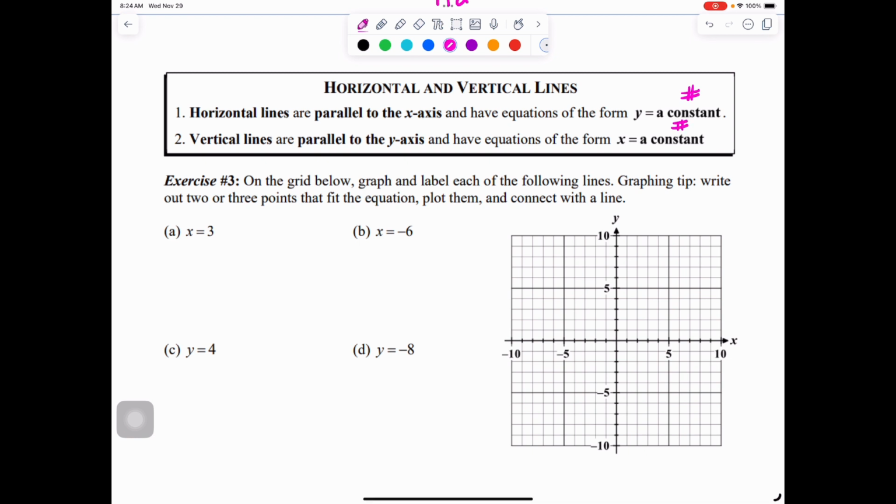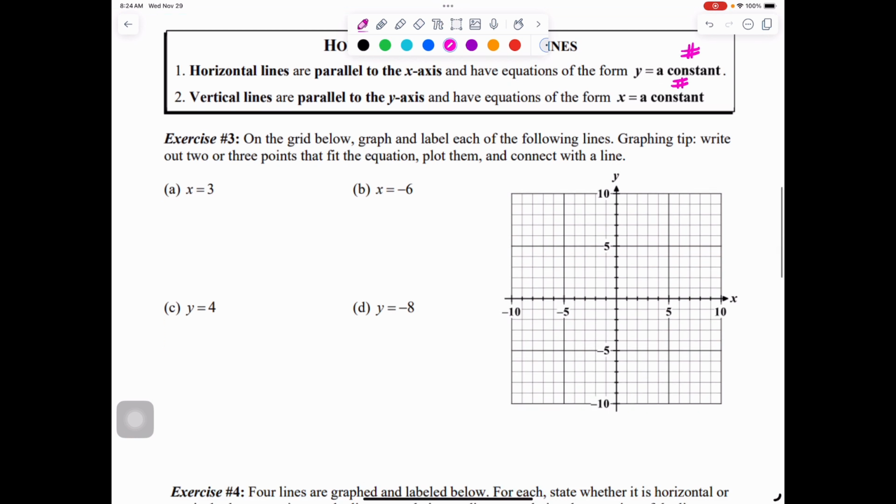Think of some tricks and tips that can help you memorize that. One of them is what we've already witnessed: pick points off the line, make a table, auto-filling whatever side is appropriate in order to come up with either the equations or the graphs. In exercise 3, it says on the grid below, graph and label each of the following lines.